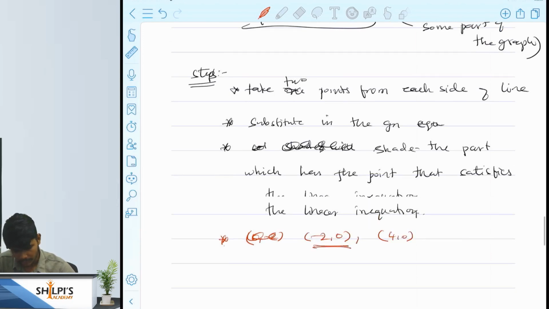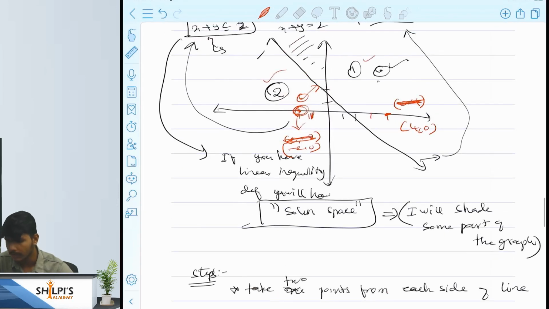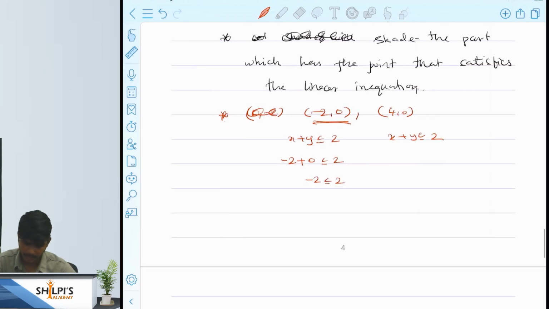This point is on the side of 2 and this point is on the side of 1. So I want to substitute these points in the given equation. My equation is x plus y less than or equal to 2. So substitute these two values, minus 2 for x and 0 for y, less than or equal to 2. This gives us minus 2 less than or equal to 2. Similarly, on this side I will get 4 less than or equal to 2.